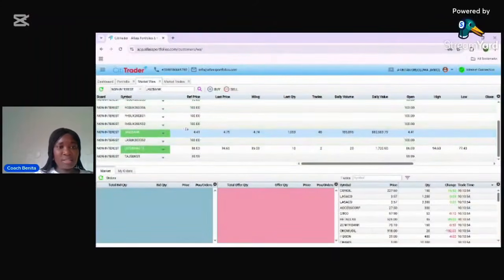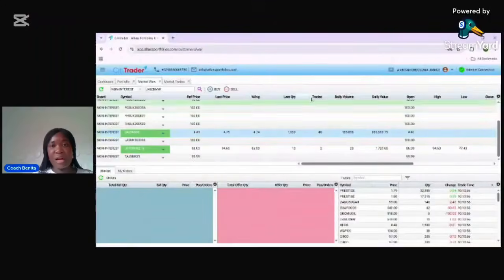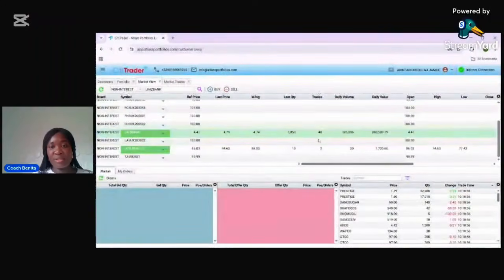You see that this is the current price of Jaiz Bank, 4 naira 41 kobo. If you look at this, it says the last price. This is the last price someone bought it at in the market. Weighted average is what you get if you total everything everyone has bought so far, divided by the number of units people have bought. The last quantity the last person bought is 1,053. How many trades have gone on today? 48 trades have happened. This is the volume of what has been traded so far. This is the value of what has traded so far.